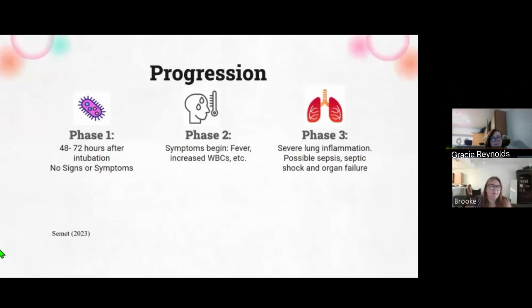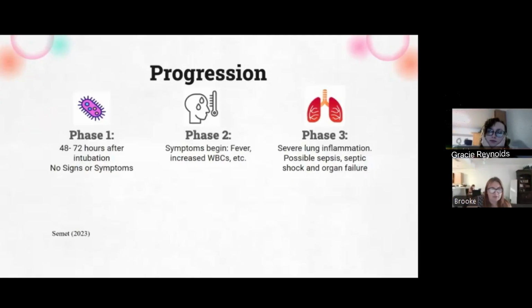The initial start of VAP typically occurs within 48 to 72 hours after intubation. The bacteria are entering the lower respiratory tract and show no symptoms at this phase. During the second phase, this is when symptoms begin, such as fever, increased respiratory secretions, pulse ox decreasing. If a chest X-ray was to be done at this point, it may show new infiltrates, and an increase in white blood cells would be present on the CBC. This is when antibiotics should be given, and careful observations must occur.